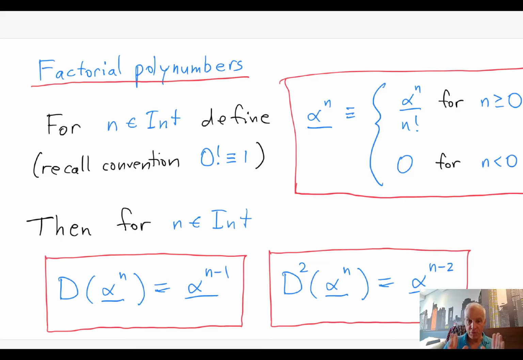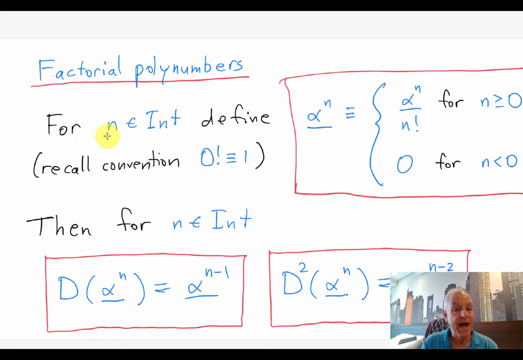So now, to make further progress and to really get at the heart of what's going on, I'm going to introduce a rather novel notation, which I don't think is part of the standard literature. I'm going to introduce a variant of polynumbers called, say, factorial polynumbers, for lack of a better name.